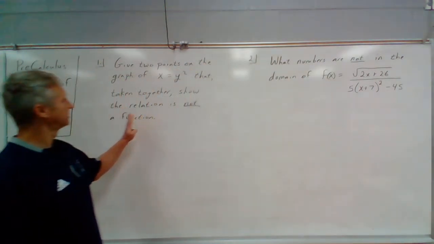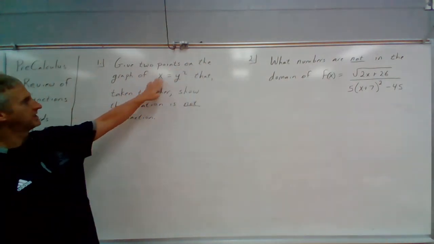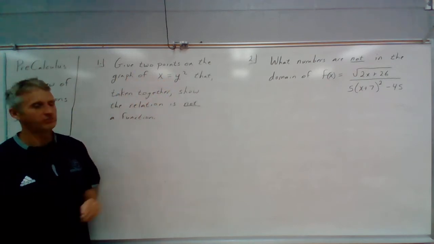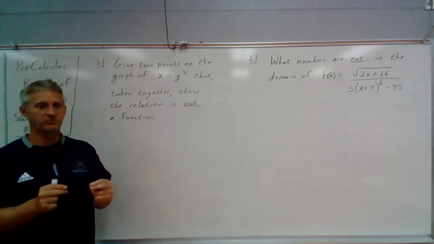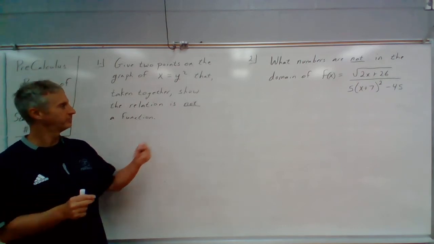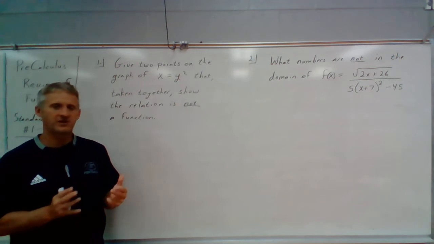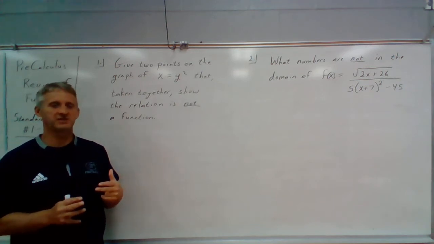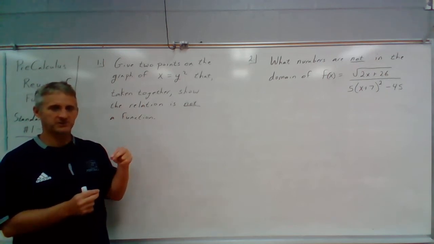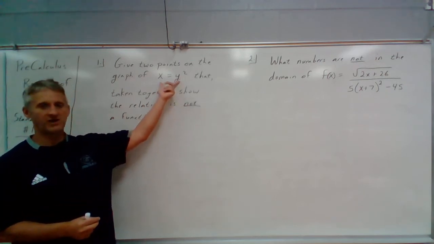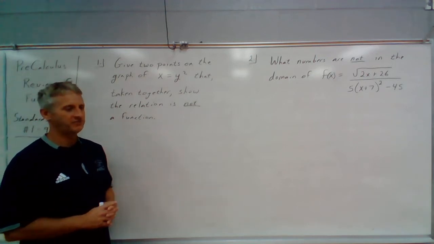All right, so on the first one, we have this relation, x equals y squared. I want to find 2 points on the graph of that relation that, if you took those 2 points, would prove that that relation is not a function. So remember, if your relation is not a function, then it's going to fail the vertical line test. So we want to find 2 points that cause this graph to fail the vertical line test. So maybe we should make a graph of it.